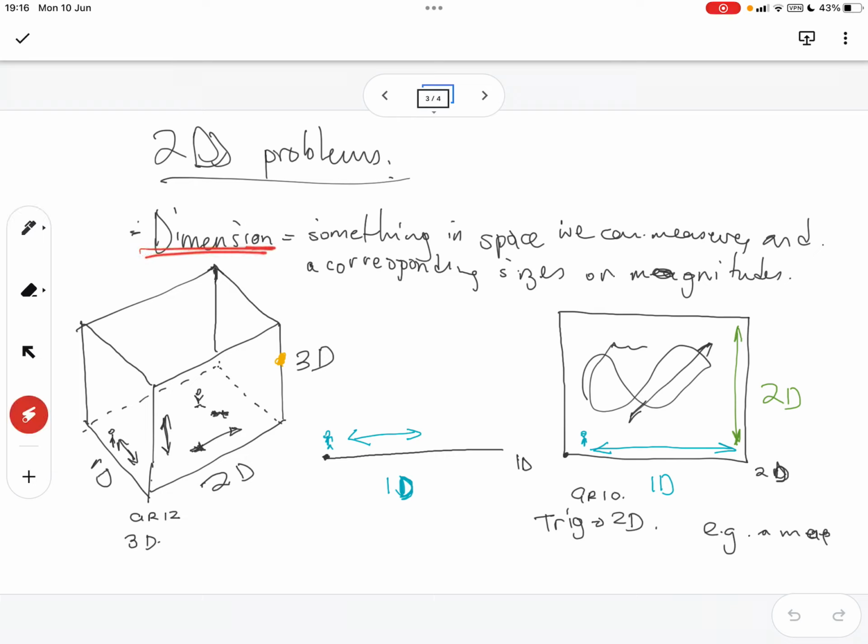And then secondly, the trig ratios can be defined for freestanding right angled triangles or right angled triangles that are in an xy set of axes. And I was just starting with this explanation. Often the word dimension appears, but dimension simply means something in space that can be measured and has corresponding sizes or magnitudes, right?